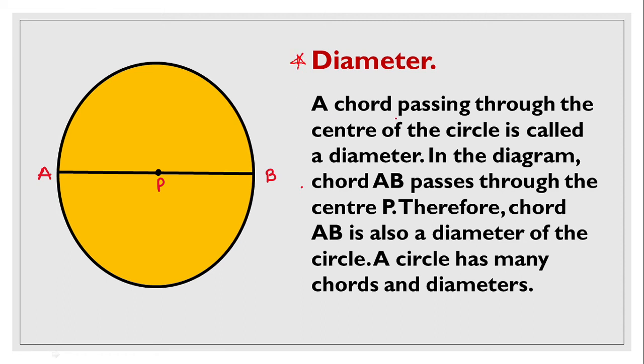A chord they are saying. Like what is a chord? It joins 2 points on the circle. So diameter is also a type of chord which passes through the center.